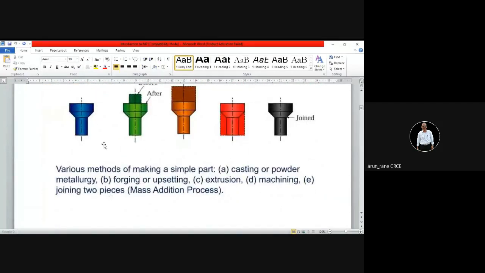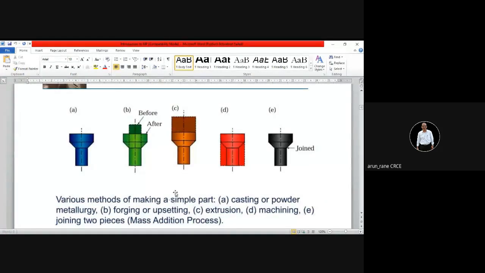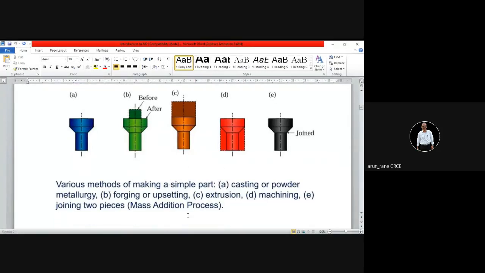Then these are all forming processes. Forming processes: casting, powder metallurgy, extrusion. This is machining. Then this is joining two pieces, means like welding or 3D printing.